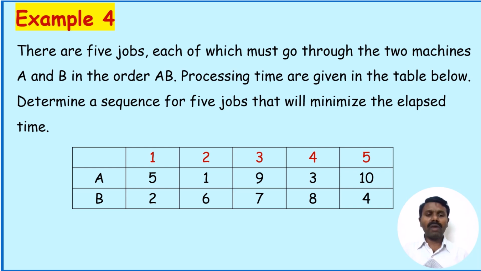Let us solve this problem by using job sequencing. There are 5 jobs, each of which must go through the 2 machines A and B in the order AB. Processing times are given in the table below. Determine a sequence for 5 jobs that will minimize the elapsed time. Also calculate the elapsed time and idle time. So now let us try to apply Johnson's rule here.